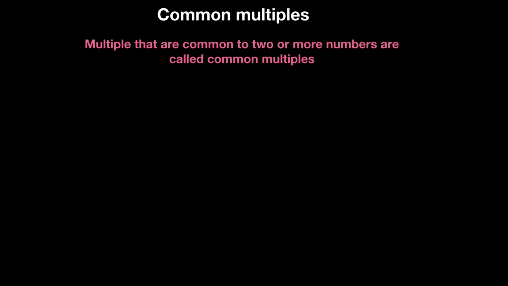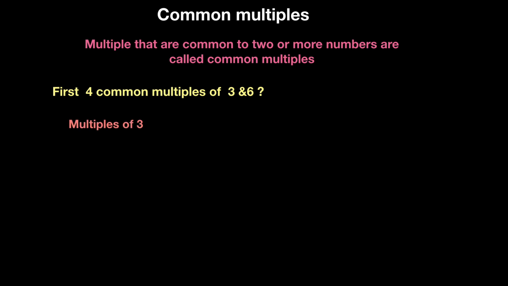Do you know what is a common multiple? Common multiples are the multiples that are common to two or more numbers. Let's find out the first four common multiples of 3 and 6. First, write multiples of 3. 3, 6, 9, 12, 15, 18, 21, 24, 27, 30, and so on are the multiples of 3.